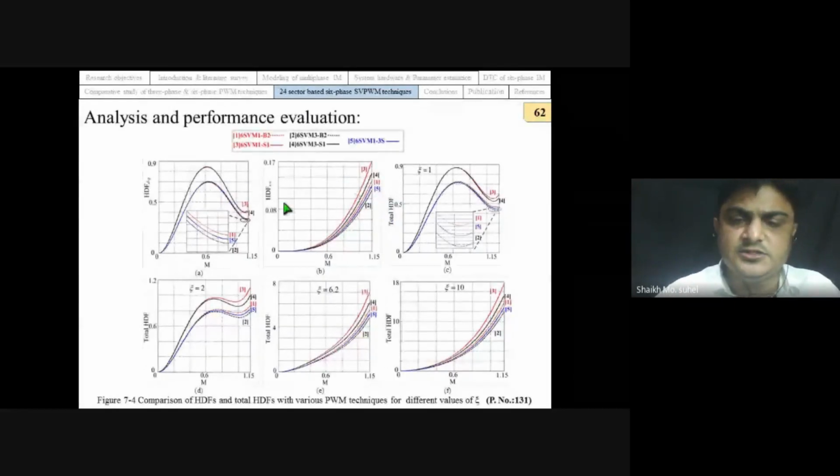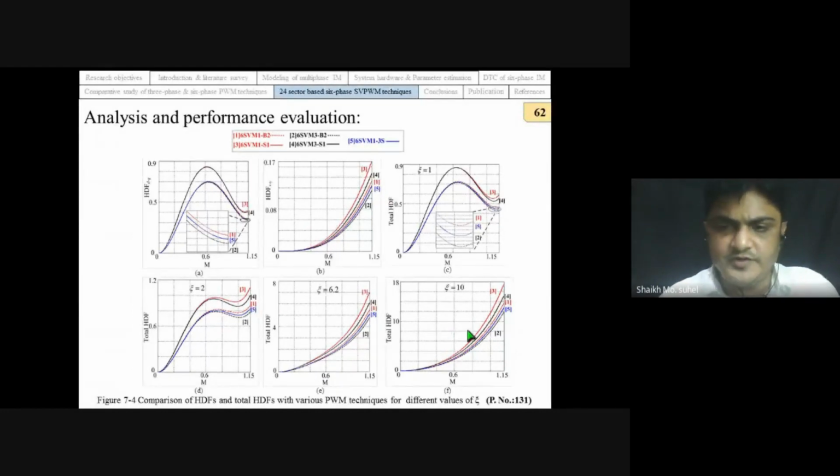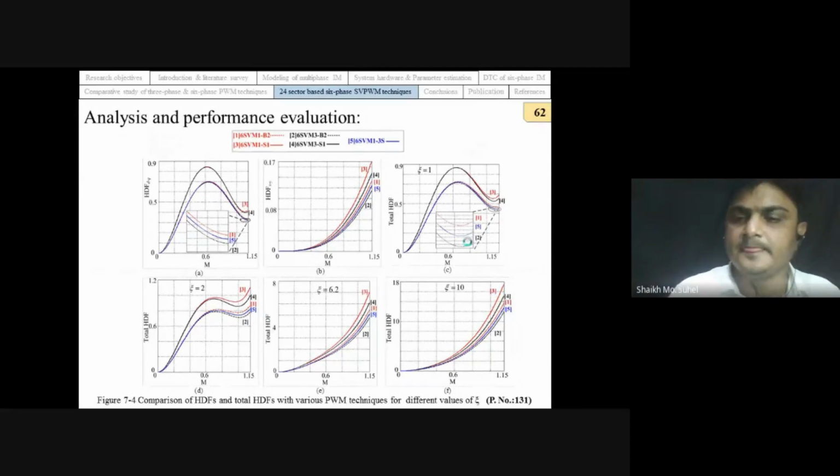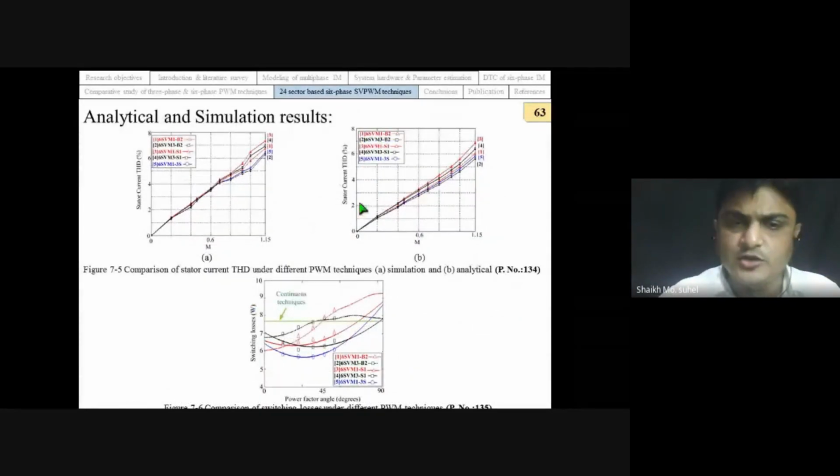These are the analytical and simulation performance evaluations at different values of HDF. We can conclude here that 6-phase SVM3B2, this is the second technique, can reduce stator current distortion very effectively compared to all the other PWM techniques. In case of 6-phase SVM13S, they produce slightly higher stator current distortion. Analytical and simulation results also confirm that this PWM technique 6-phase SVM3B2 can reduce our harmonic distortion effectively. But if we talk about the switching loss performance, this PWM technique 6-phase SVM13S will produce the lowest switching loss.